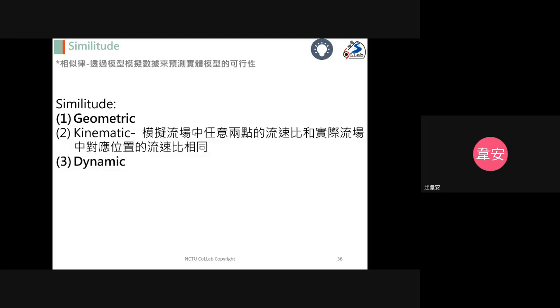So there are three similitudes we need to satisfy before we can predict the prototype behaviors based on the model observation results. The first one is geometric, the second is kinematic, and the final one is dynamic. In our following chapters, I only focus on the first one and the third one. That's because if you satisfy the geometric and the dynamic similitude, it naturally satisfies the kinematic similitude.